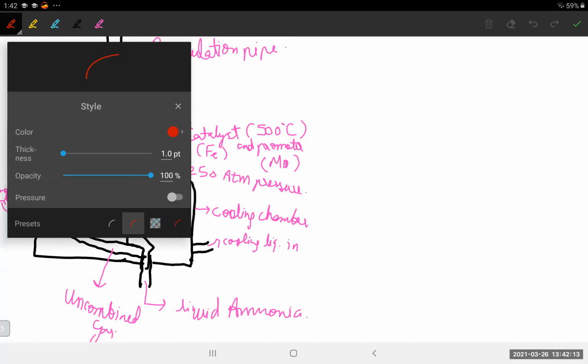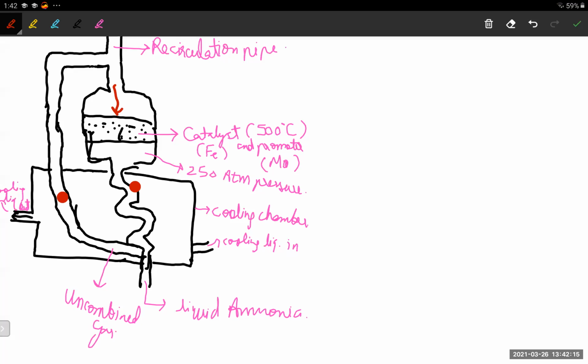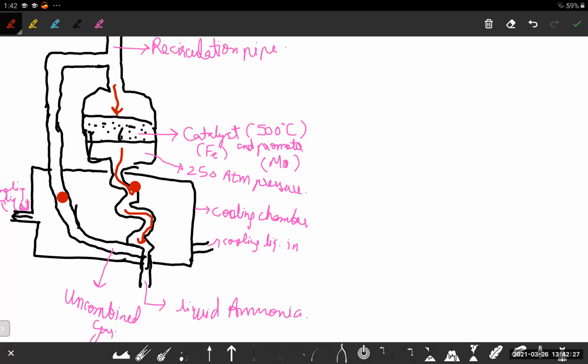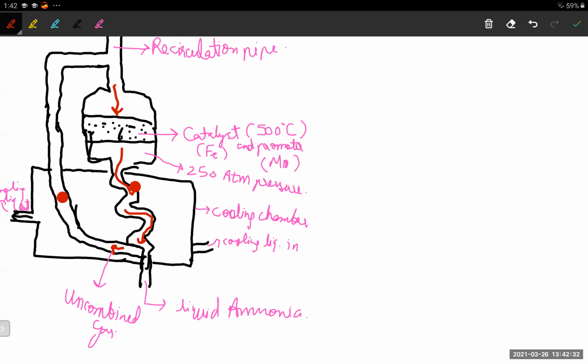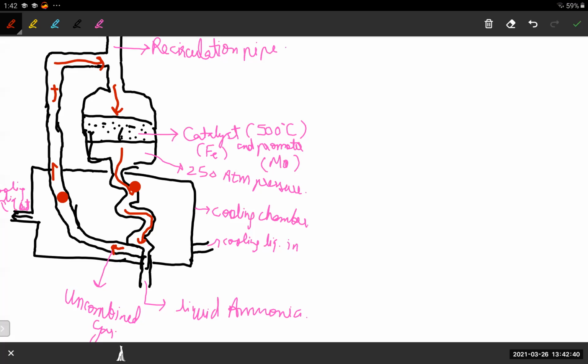See here, the formation of NH3 happens, but some amount of nitrogen and hydrogen do not form ammonia. They are uncombined, and they pass through this uncombined pipe. Can you see where I'm drawing the arrow? They go back to the recirculation pipe, and again this cycle continues.